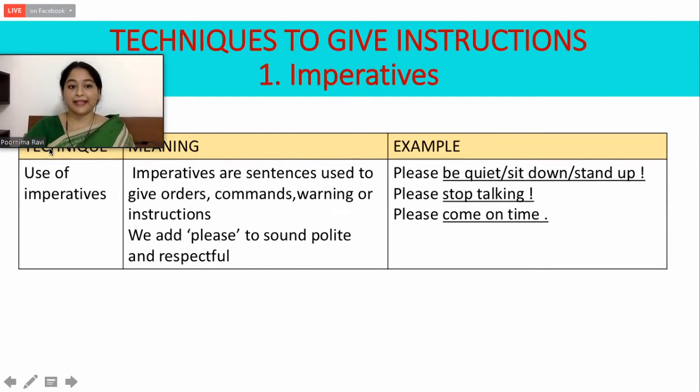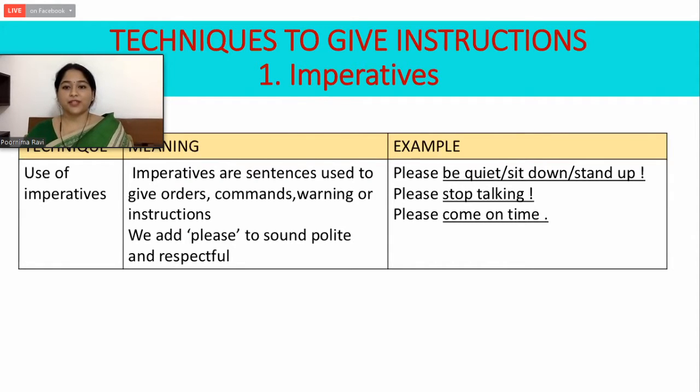Now, some of the techniques that were used in the activity we just discussed. The first technique was use of imperatives. Imperatives are sentences used to give orders, commands, warnings.